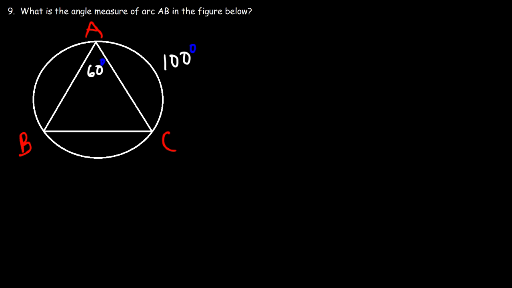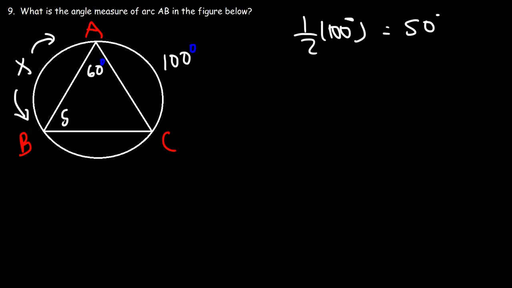Number 9. What is the angle measure of arc AB in the figure below? So let's call this x. So how can we calculate x in this example? Well, first, let's calculate angle B. So notice that we have the measure of the intercepted arc, and the measure of the inscribed angle is half of the intercepted arc. So half of 100 is 50. So that's the value of angle B.